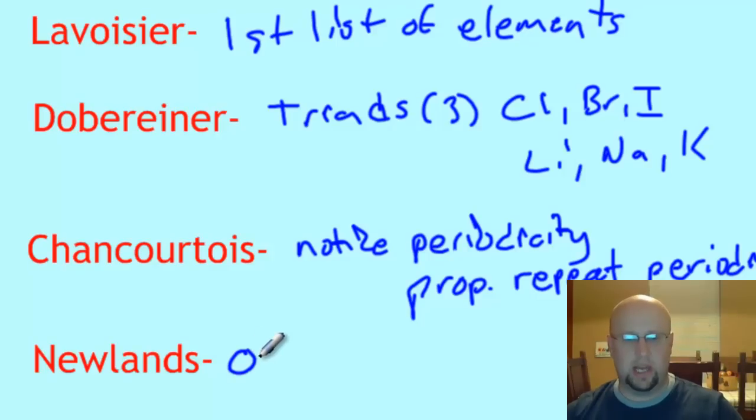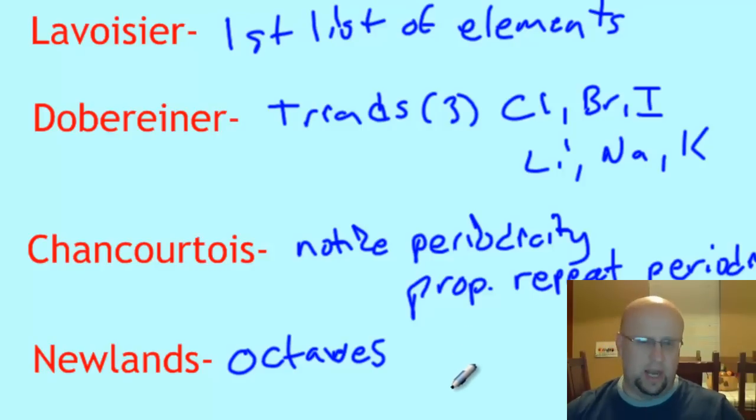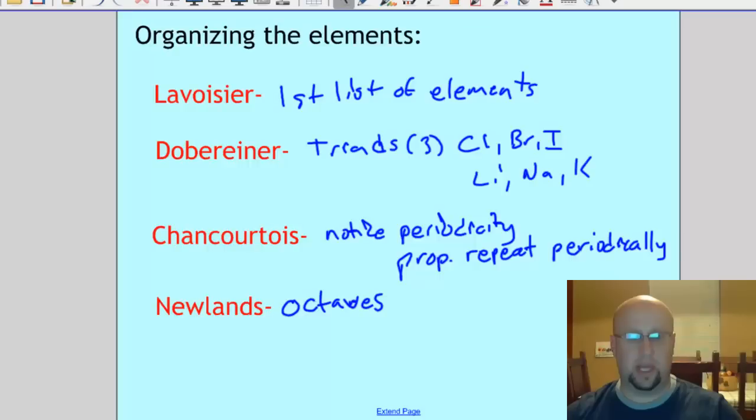The next guy is a guy named Newlands, and Newlands comes up with an idea called octaves. Now, if this sounds like something from music, it is. And essentially, he comes up with this idea that elements are repeating themselves. Okay, so back to this periodically idea. Elements are repeating themselves basically every 8 elements. Now, he kind of gets laughed at the time, but we'll see in a little bit that actually this idea has a lot more sense in it than you might initially think. There's a lot more to do with that idea of 8 than originally seems likely.